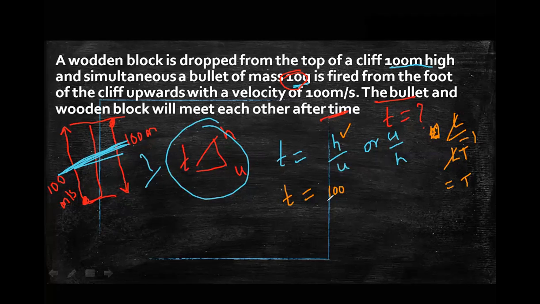Time, height. 100 meters by 100 meters per second, one answer, 1 second. So dimensionally this is correct. Height by velocity can give the time. Velocity by height does not equal time. And we know the height of the cliff is 100, we know the velocity is 100. When you divide 100 by 100, how much is it? 1, right?